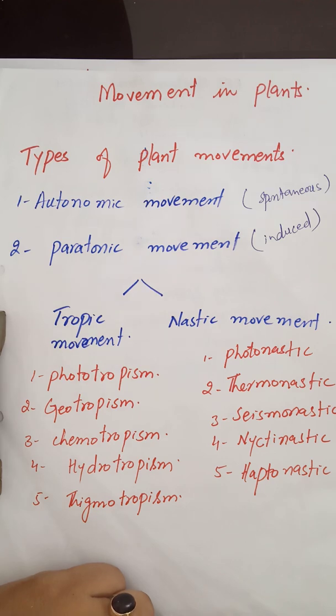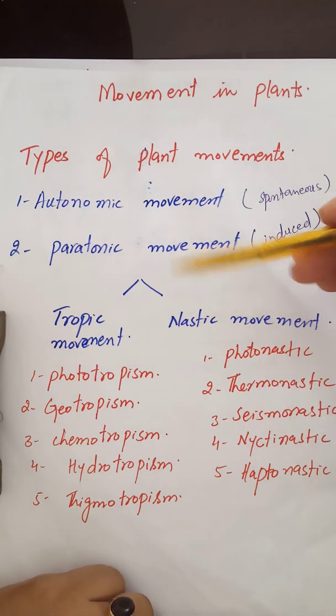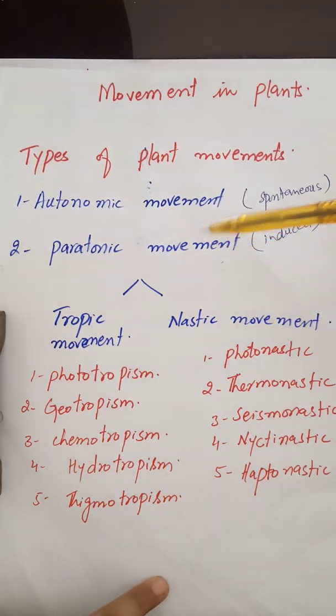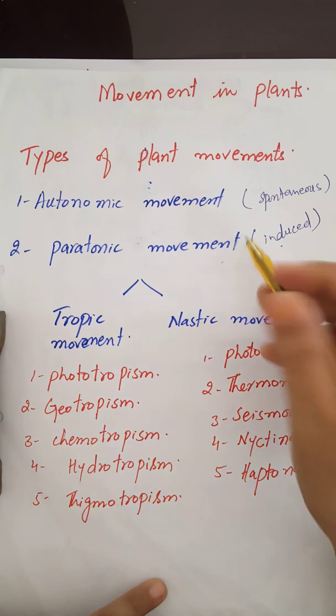We have learned about the autonomic movements. How many types did we learn about the autonomic movement? They are growth movements and turgor movements. Growth movements were nutation and nastic movements, and turgor movements were the movement of the plant due to water pressure. Today we are going to discuss the paratonic movements. Paratonic movements are induced movements, which are due to some external stimuli.